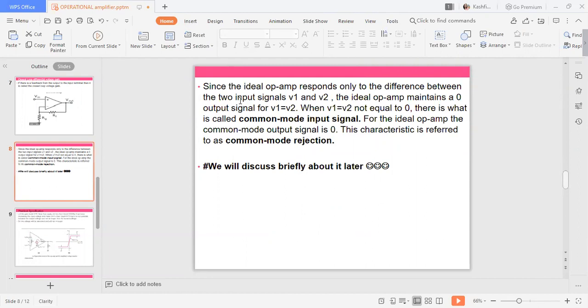Since the ideal op-amp responds only to the difference between the two input signals V1 and V2, the ideal op-amp maintains a zero output signal for V1 equals V2. When V1 equals V2 and is not equal to 0, there is what is called a common mode input signal. For the ideal op-amp, the common mode input signal is 0. This characteristic is referred to as common mode rejection. We will discuss it briefly later.